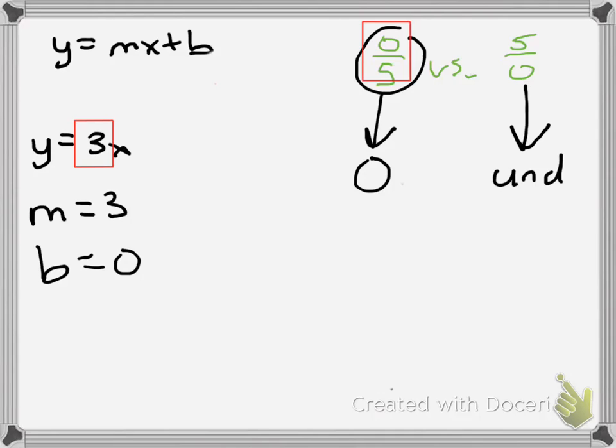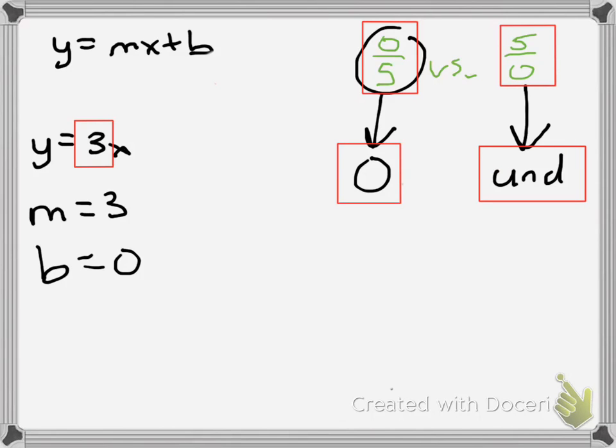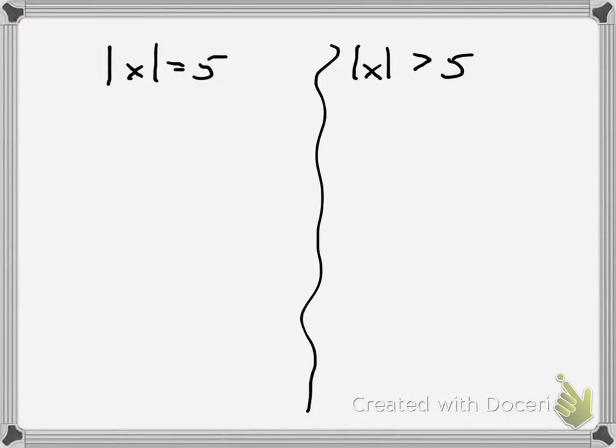Again, you put this in your calculator, it tells you 0. 0 divided by 100, 0. 100 divided by 0, the calculator is going to tell you error. Trust it.